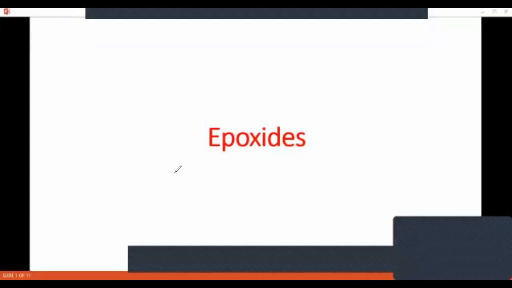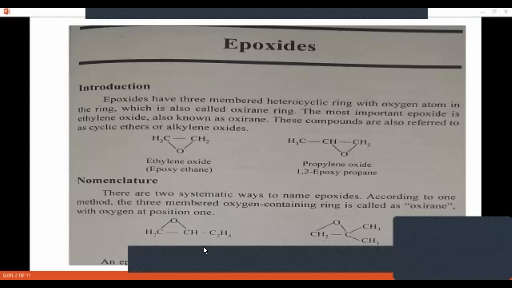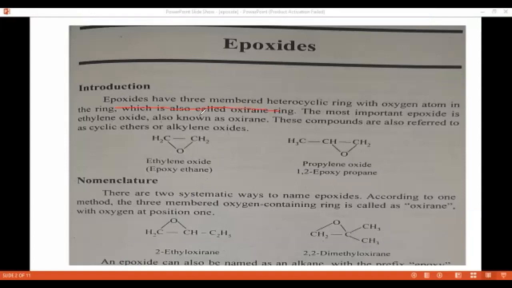Hello everyone. Today we will start chapter number 6, epoxides. Epoxides have a three-member heterocyclic ring with a heteroatom, the oxygen atom, present in the ring, which is also called an oxirane ring.